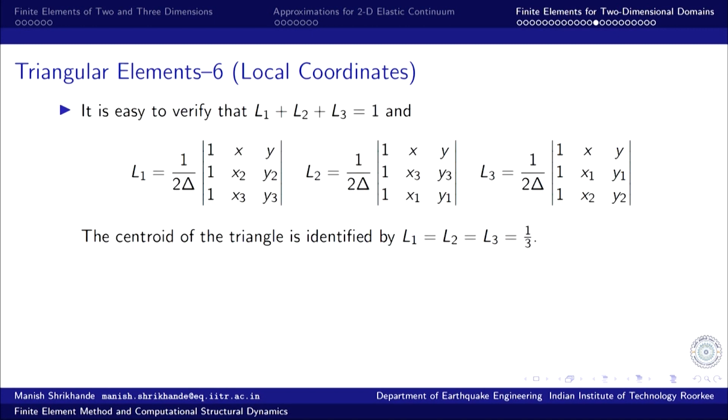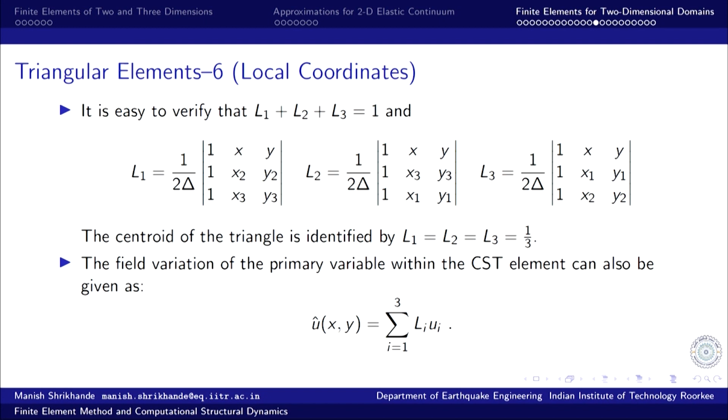So, we can work out these expressions and verify them. The centroid of the triangle is defined by the area coordinates, or local coordinates, L1, L2, L3, which are all 1/3, right. So, this is the area coordinate, I mean the local coordinate, for the 3 noded triangle. This is the area represented by point P(x, y).